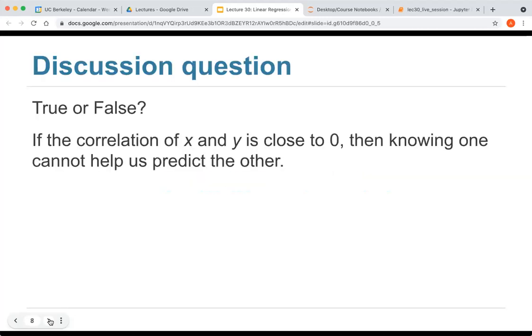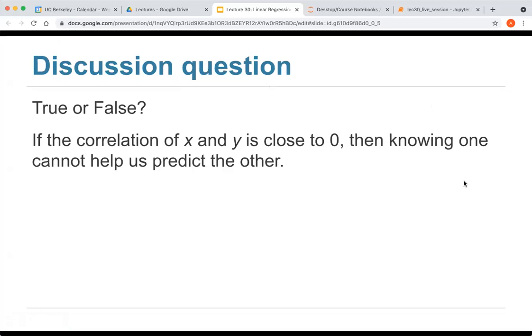And so I have a question for you. True or false? If the correlation of X and Y is close to 0, then knowing one cannot help us predict the other. Think about it, post your answers or your thoughts in the chat.